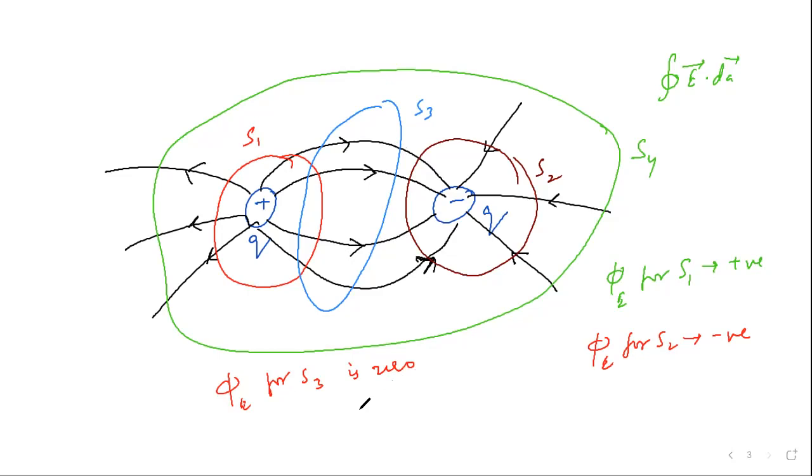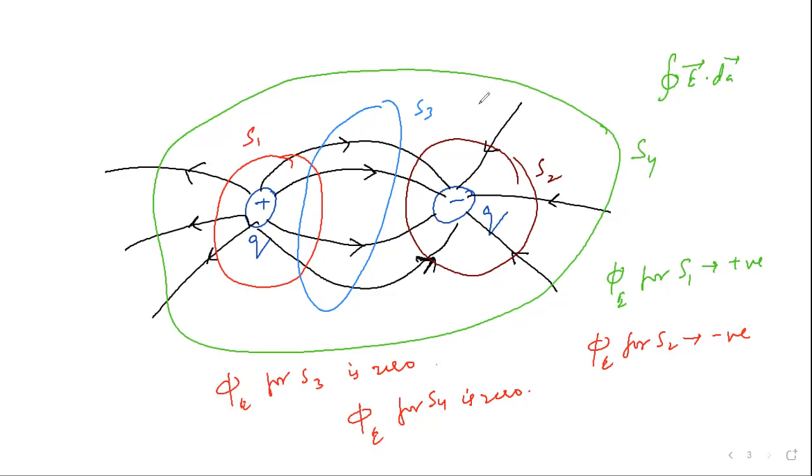Same is the situation with S4. Phi E for S4 is 0, right? Because these lines are within S4, so they will not contribute to the flux. These lines will give positive flux. These 3 lines will give negative flux. So net flux through S4 must be 0. This is from the definition of electric flux.